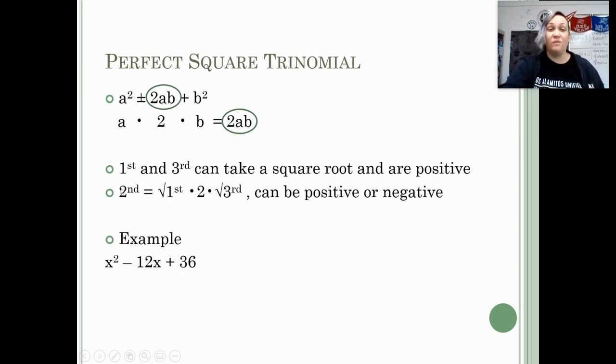Next, we need to check our middle term. To check the middle term, you're going to write down the square roots of the x squared and the 36. So again, the square root of x squared is x. The square root of 36 is 6. And you're going to put times 2 in the middle.